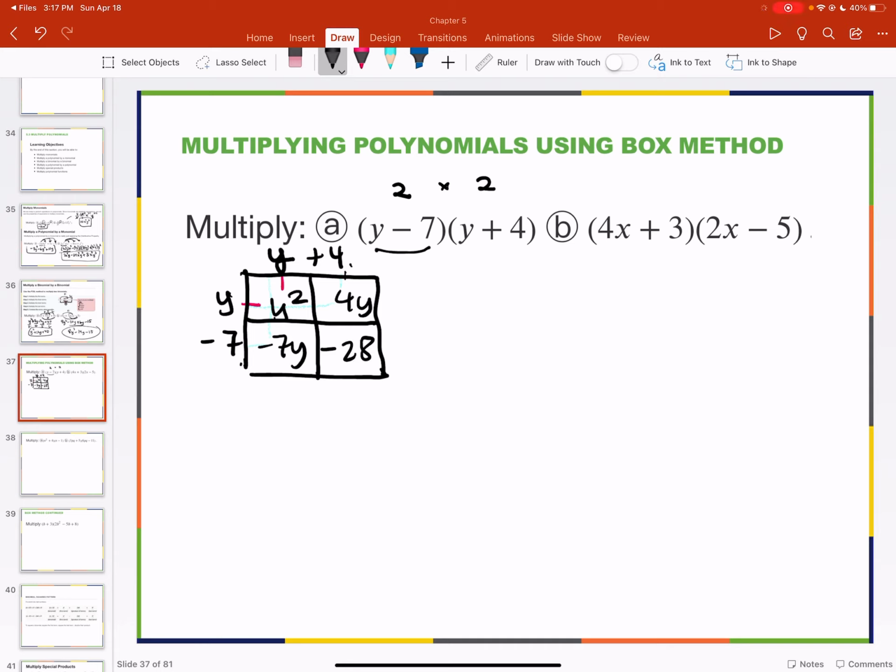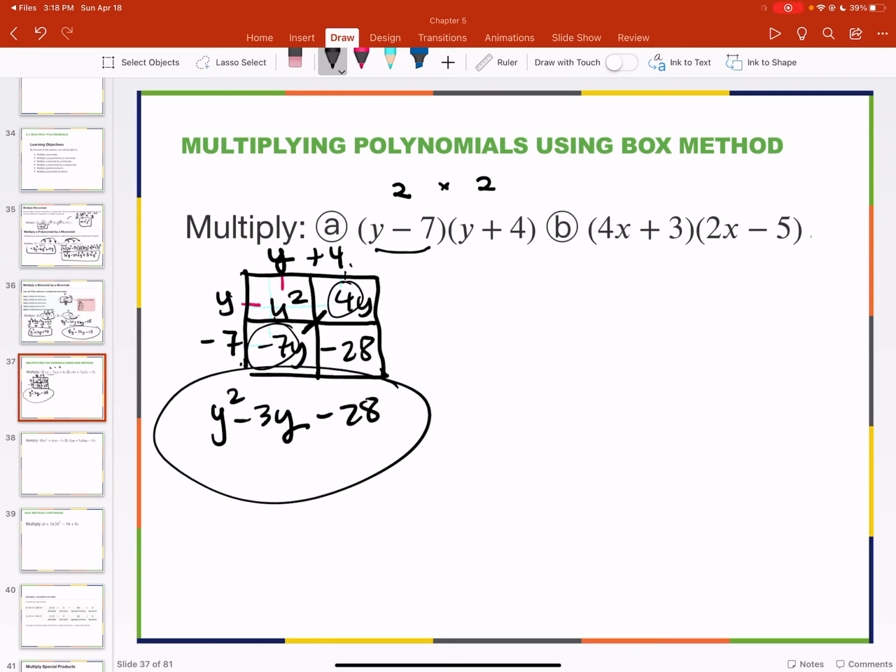Okay, so then we would just combine like terms. The like terms are usually diagonal, but not in this case, when you're doing a binomial times a binomial that have similar variables. And then you would just write down your answer. So y squared, and then -7 plus 4 is -3y, minus 28. And that's it. So, it took a little longer maybe to explain, but I feel like this is a lot easier.